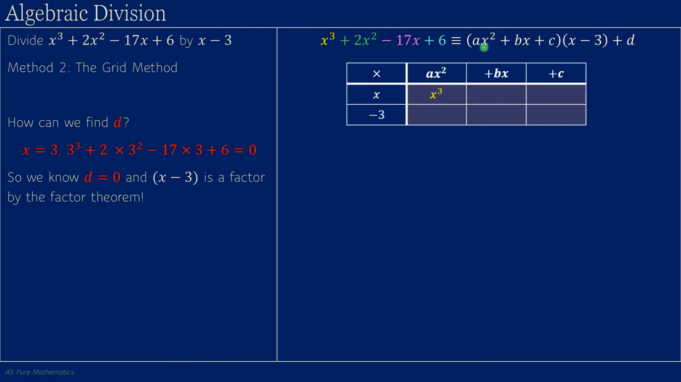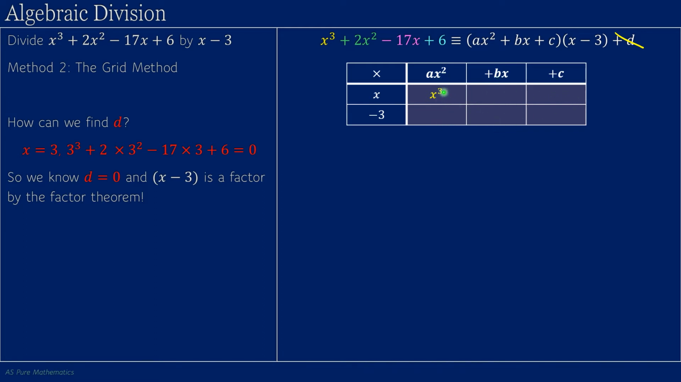So I'm taking this quadratic. I've got ax squared plus bx plus c, and then the x minus 3 I'm setting down here. I know that the d is 0, so I don't need to worry about that. So we can just ignore that d because we've worked out that that's 0. So when I expand this out, and if you're unsure, the best thing to do is take this grid and just expand it out and have a look at what terms you get in each of these boxes.